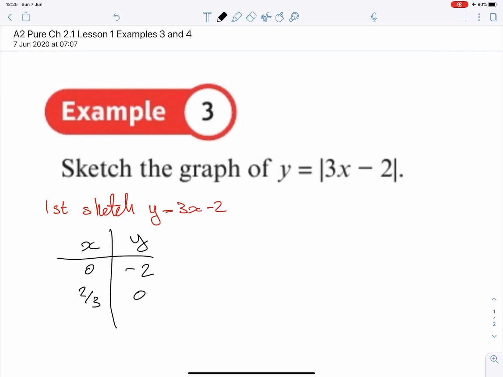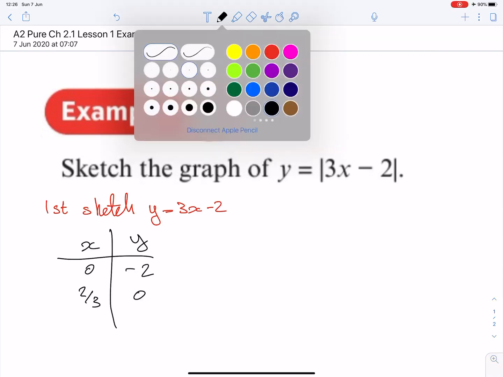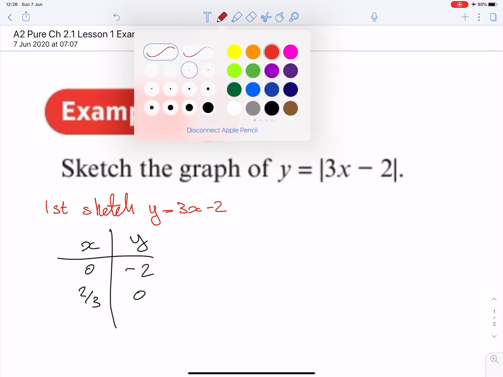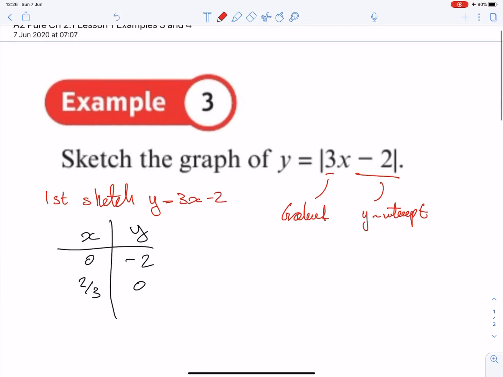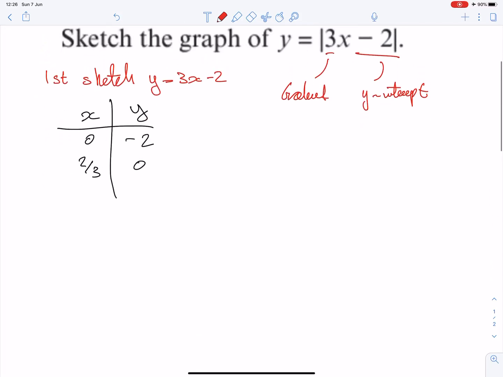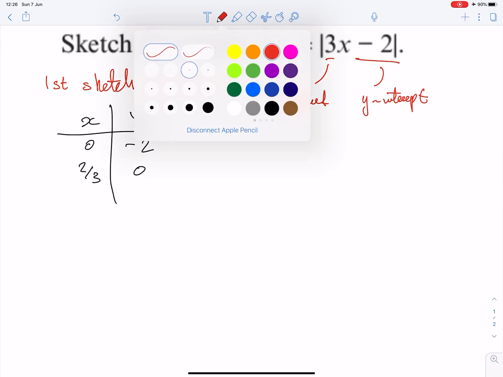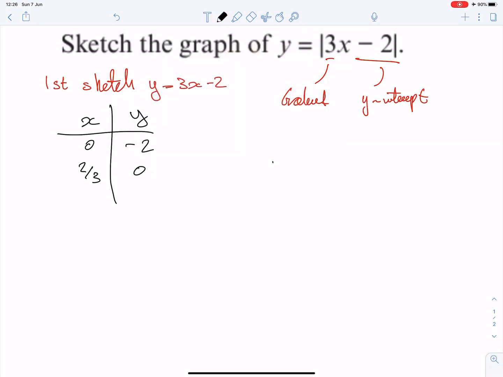The other way of doing this would be to say 3 is the gradient and negative 2 is the y-intercept. So it just depends what you remember. You can either find 2 points and draw your line through them, or you can use the fact that you know the gradient and the y-intercept. So let's now sketch the graph. I'm going to use the gradient and y-intercept version.